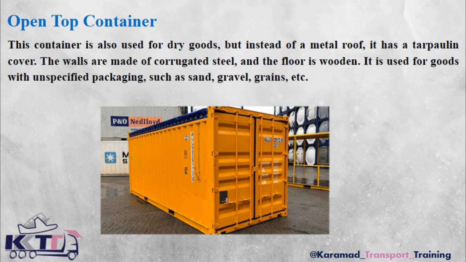The open-top container is a type of container similar to a regular container. The first type is used for transporting bulky goods. The difference is that its top is open, it doesn't have a roof, and special tarpaulins are used to cover it. The side walls of this container are made of corrugated steel, and its floor is wooden. These containers are mostly used for transporting goods with undefined packaging, like sand, gravel, grains, and the like. They are also used for certain goods that might need to be loaded from the top.